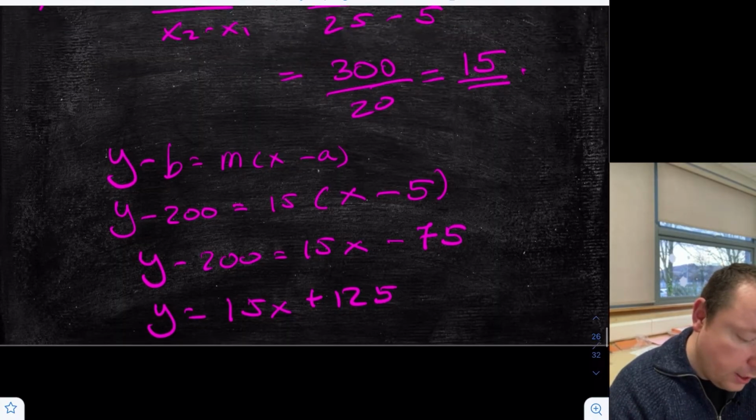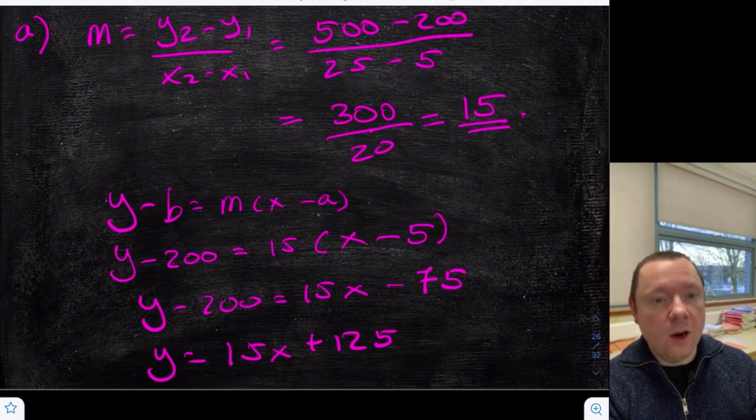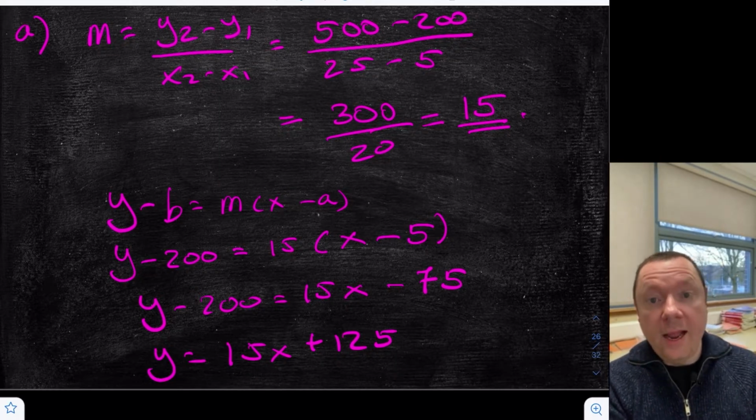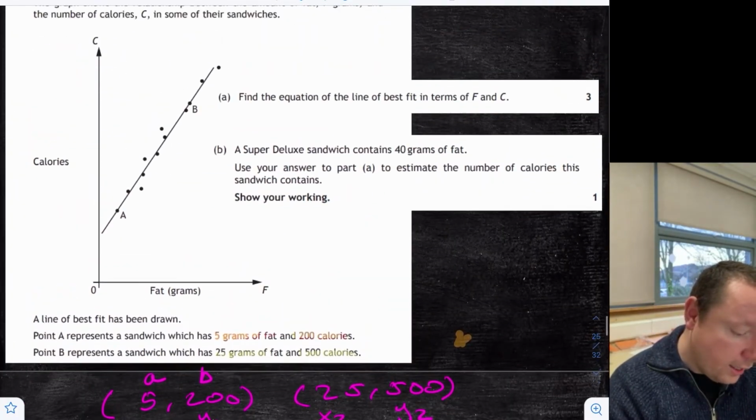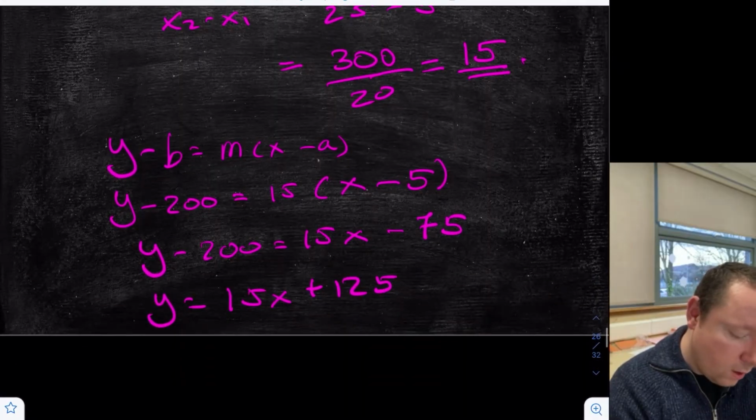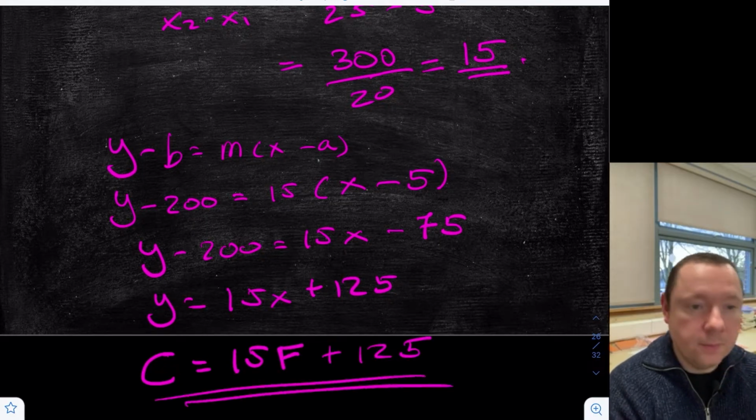And usually with a straight line question, you'll be done there. But this is worth 3 marks. And you get a final mark for swapping the y and x for the proper terms. So in this question, y is c for calories and x is f for fat. So I switch the y for c equals 15f plus 125 for my final mark.